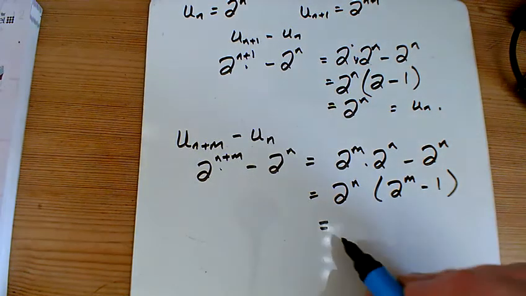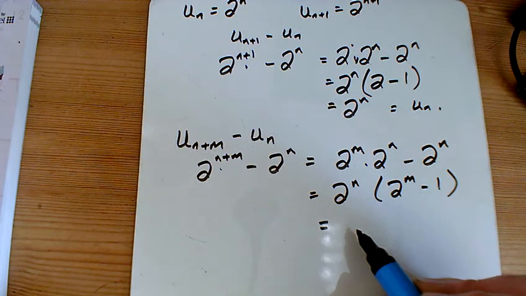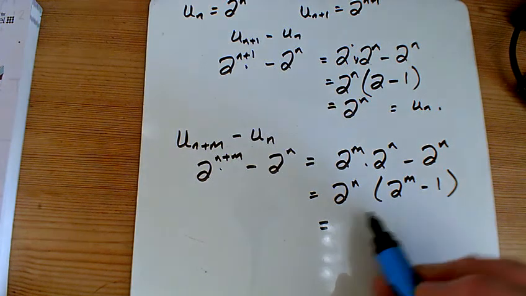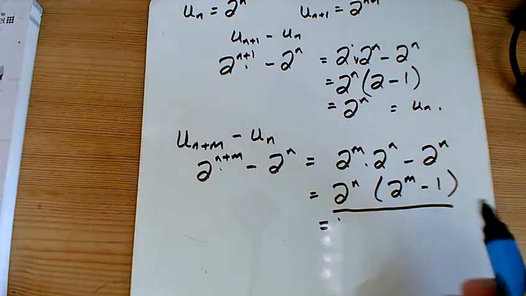And so we've got, I think that's what they wanted there, isn't it? So 2 to the n times 2 to the m take away 1, yeah, that's it. So that's what they were asking for.